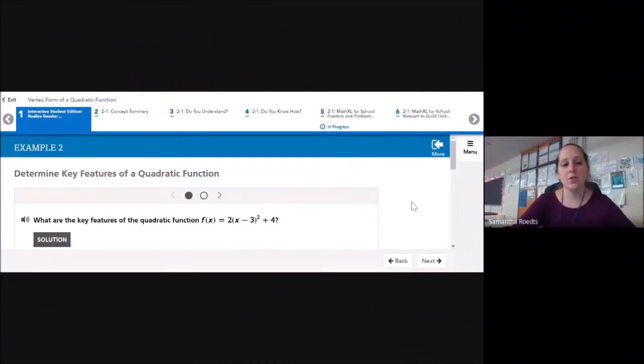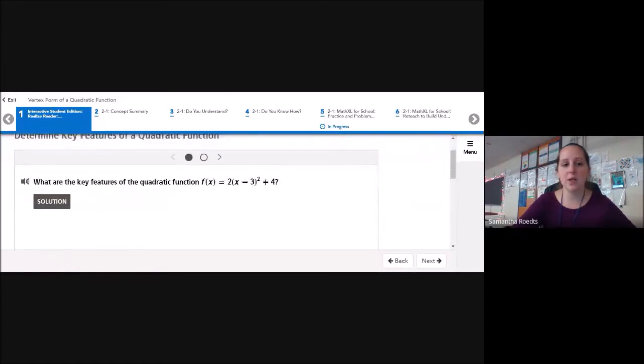All right, example 2, determine key features of a quadratic function. What are the key features of the quadratic function f of x equals 2 times the quantity x minus 3 squared plus 4? So looking at this, I can tell that I moved 3 units to the right, 4 units up, and I have stretched vertically 2.